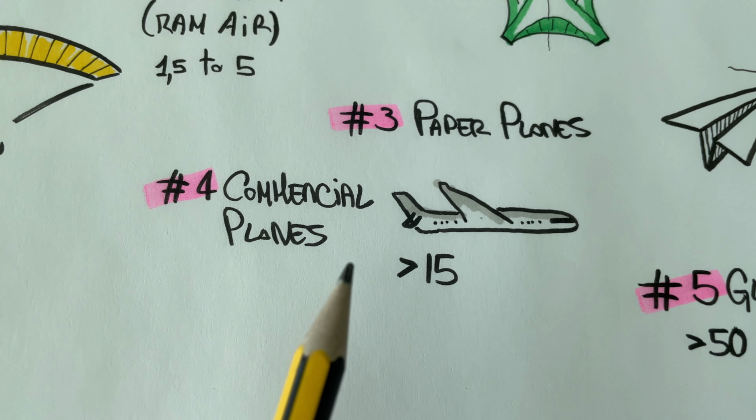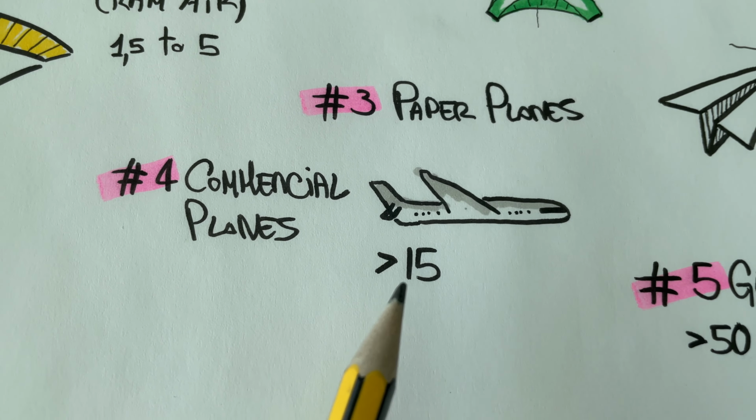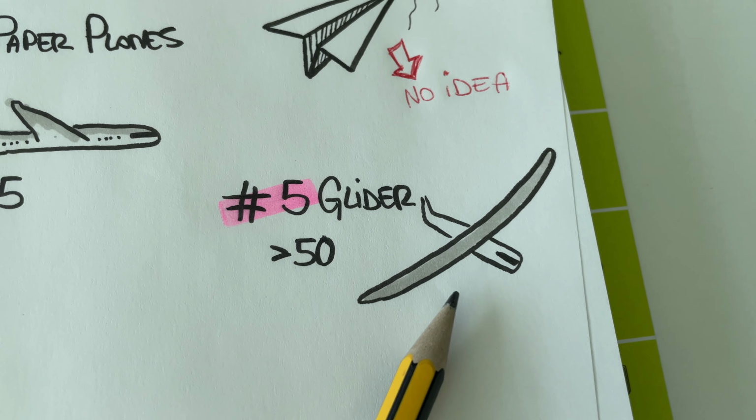Example number 4, we have commercial planes. We usually are higher than 15. It's really hard to understand the real number because factories like Boeing or Airbus, they don't wanna let you know this number because for a designer that means understanding how efficient the wing is. Anyway, last but not least, we have gliders. So this is the perfect example of how efficient something can be without using engines.